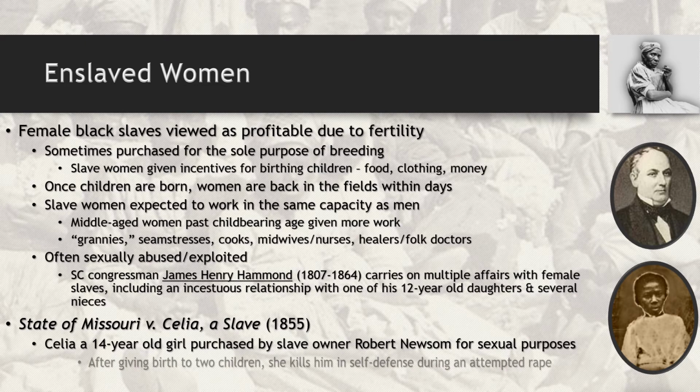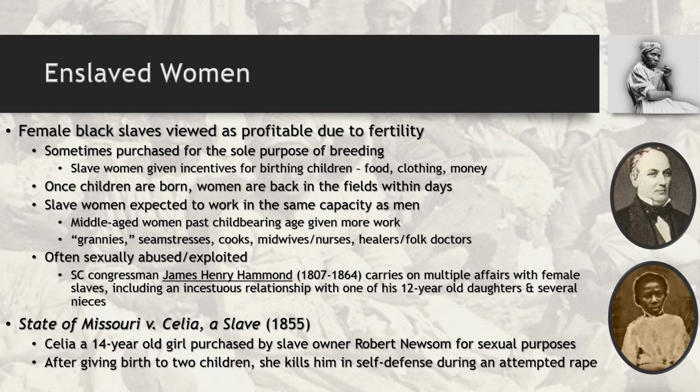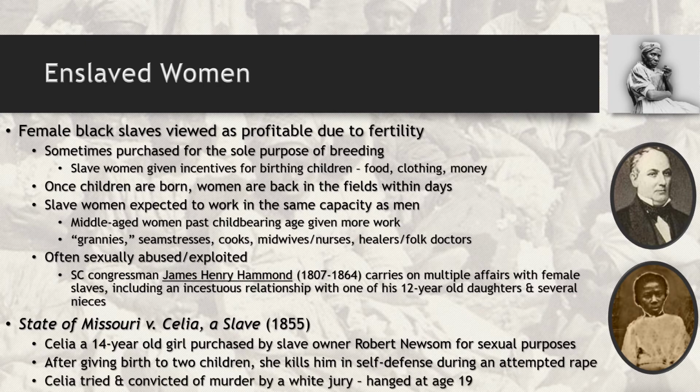He kept her as a mistress for a long time, and she ended up giving birth to two of his children. When he attempted to rape her at one point, when she was the age of 19, she actually fought back and managed to kill him in self-defense. After being tried and convicted by a jury of all white men, she was actually hanged at the age of 19. So this is, again, one particularly horrifying case study where the system is actively working against female slaves.